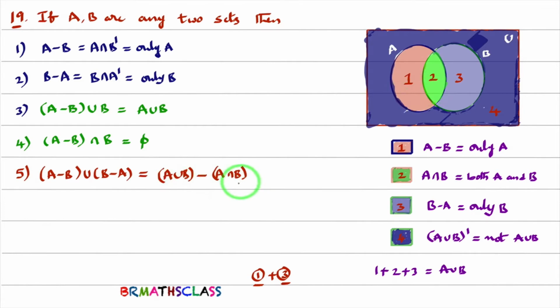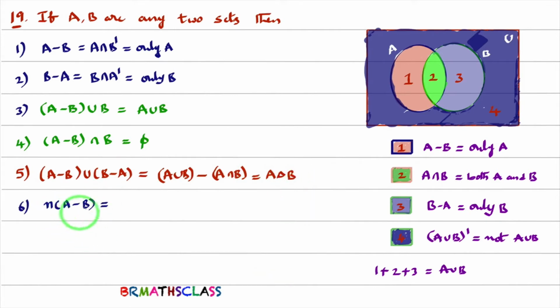So A union B is what? A union B is 1 plus 2 plus 3 minus A intersection B, which is the second part. If both get cancelled, only part 1 plus part 3 you will get. So what you came to know is that A minus B union B minus A is nothing but A union B minus A intersection B. This is nothing but the symmetric difference between two sets, that is A delta B.